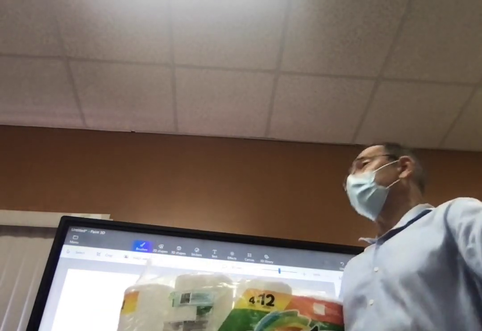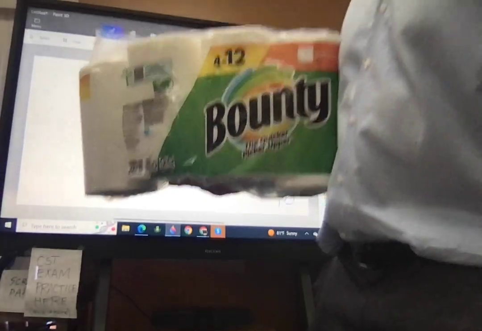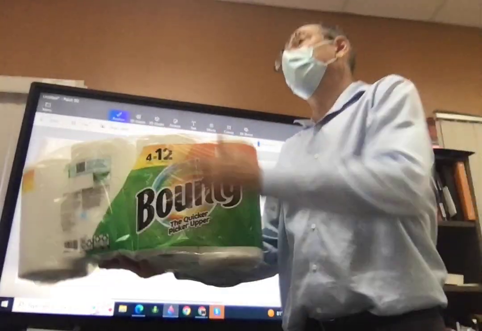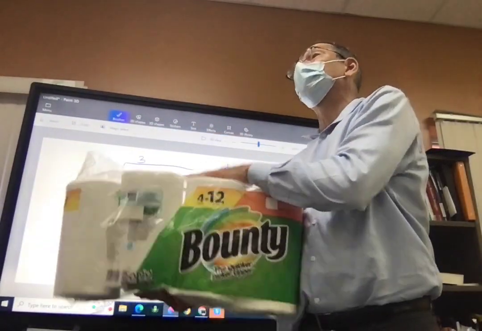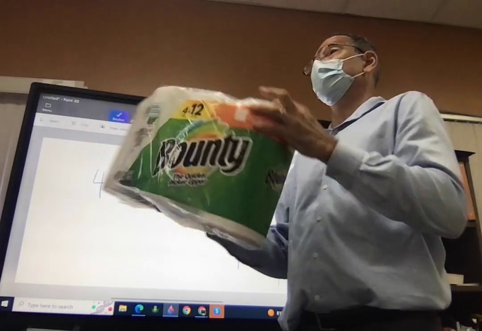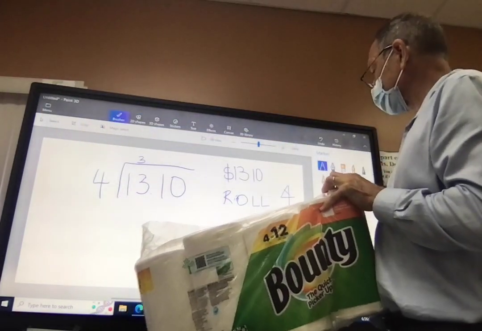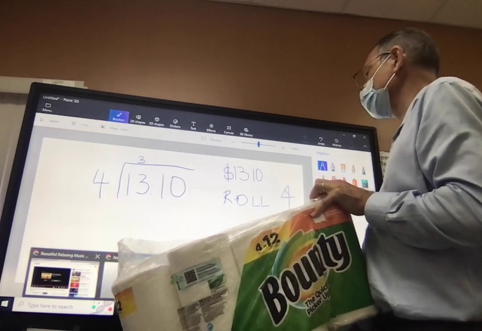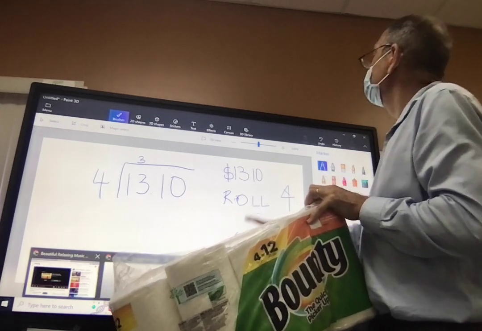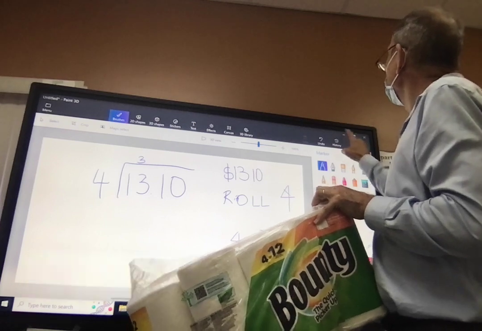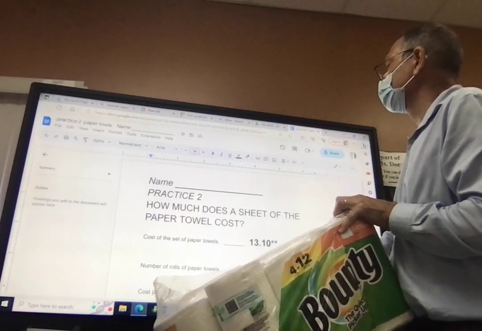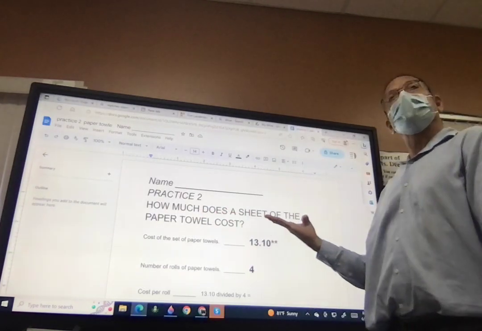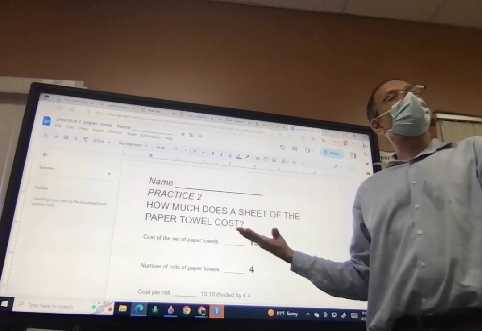We're doing some math. Oh boy. Well, I wanted to find out how much per sheet this is. So we're going to start off by going to, where are we? Here we are. How much does a sheet of paper cost?